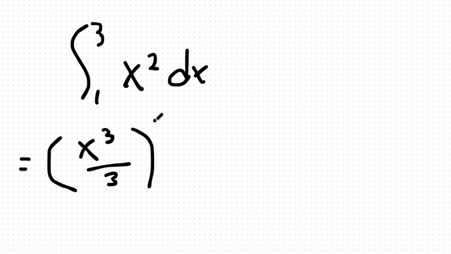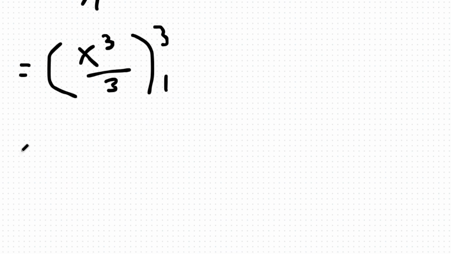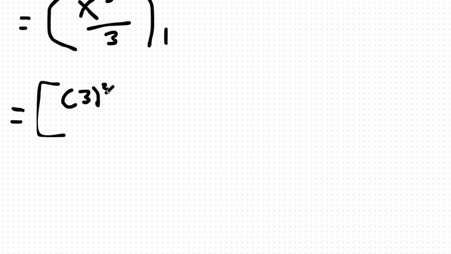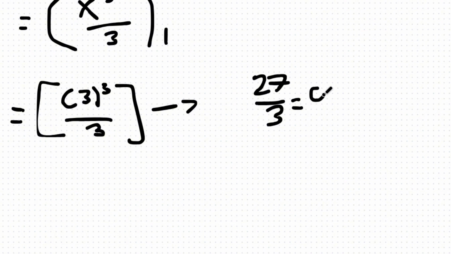Find the integral from 1 to 3 of x squared dx. First, find the antiderivative of x squared. Using the power rule, the answer is x cubed divided by 3. Now apply the limits. First, substitute the upper limit, which is 3. That gives us 3 cubed divided by 3 equals 9.